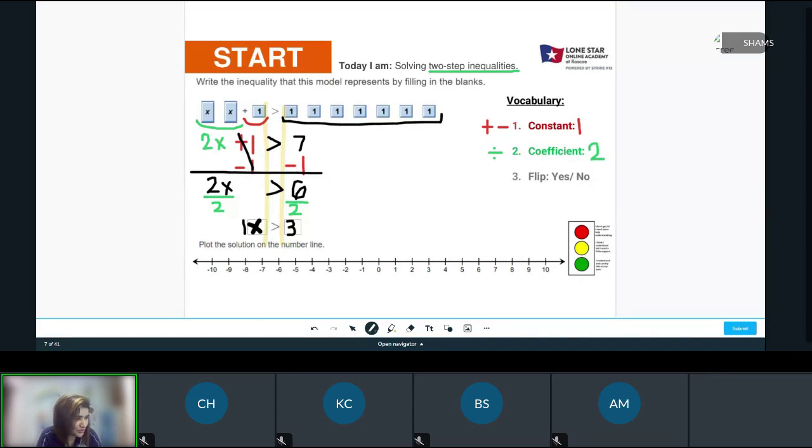Kendra, I agree with your circle. It is going to be an open circle. Braden, I agree with you. Very good. Carol, I agree with you. Very good.